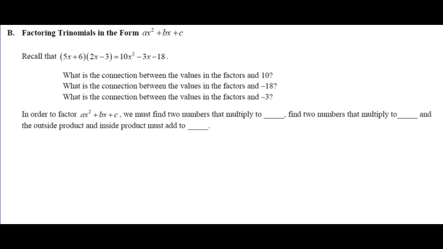Now, I can't do this whole middle differs by 3 thing, right? Because that doesn't fit now. Yeah, it does, but I don't do decomposition. I refuse to show you decomposition. I will show you another method. In order to factor ax squared plus bx plus c, we got to find two numbers that multiply to give us the 10. We got to find two numbers that multiply to give us the 18, be it positive or negative. I don't worry about that. And the outside and inside product must add to negative 3. Okay?